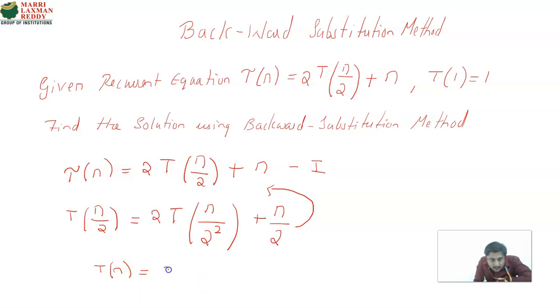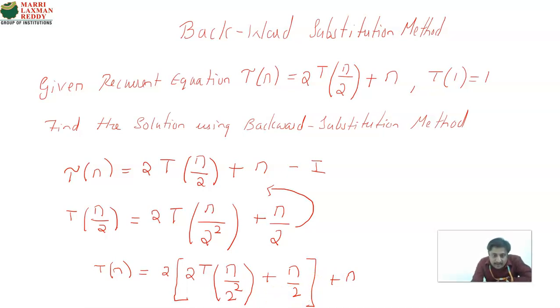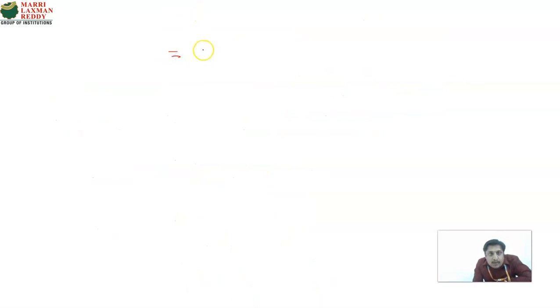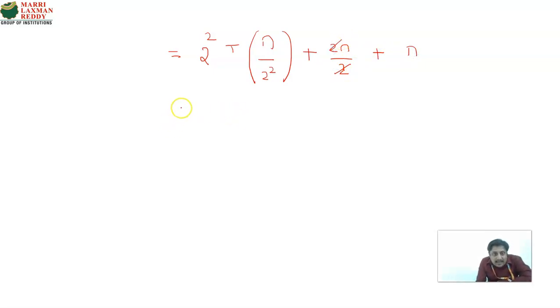When we back substitute this into the given equation, it will be T(n) = 2(2T(n/2²) + n/2) + n, which is further equal to 2²T(n/2²) + 2n/2 + n. Here the 2 and 2 will get cancelled, so it will be equal to 2²T(n/2²) + 2n.